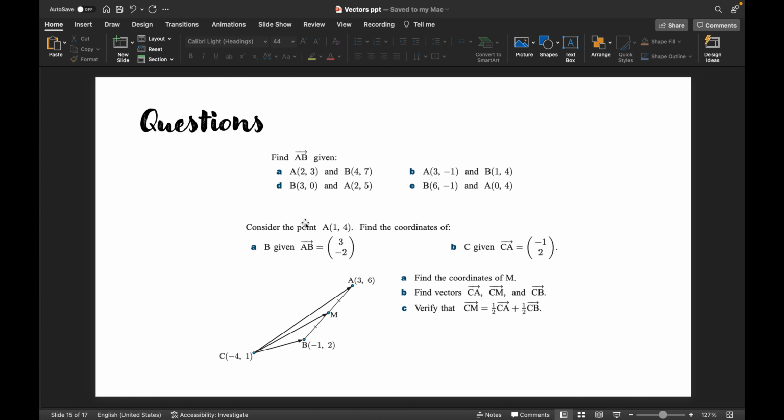And now we're going to do some questions. Let's read the questions together. Let's look at the first one. Find AB given that the position vector of A is 2, 3 and the position vector of B is 4, 7.